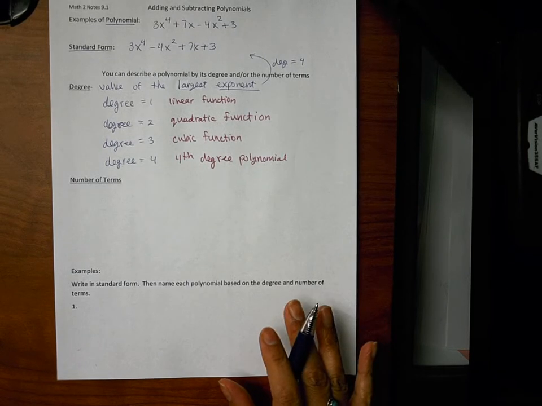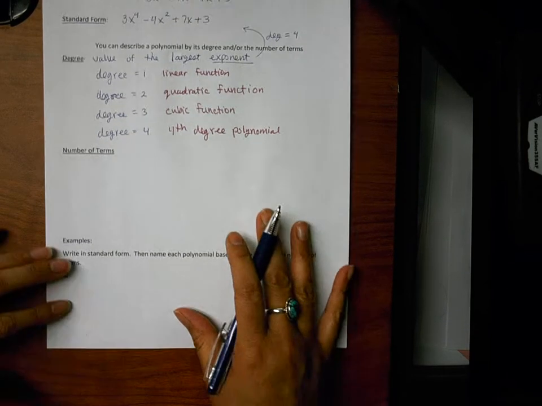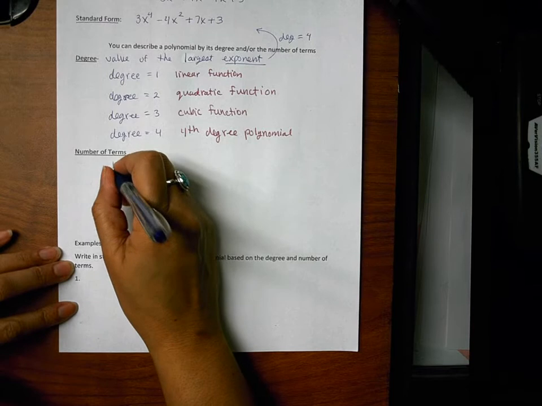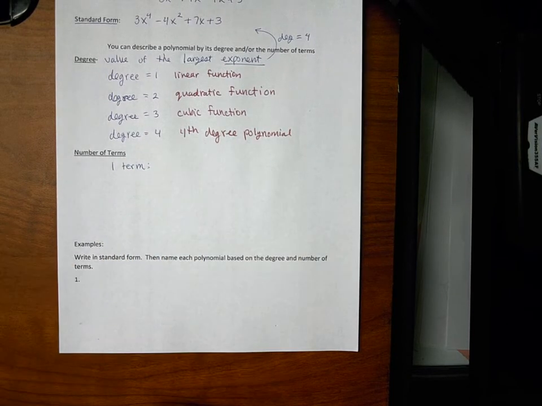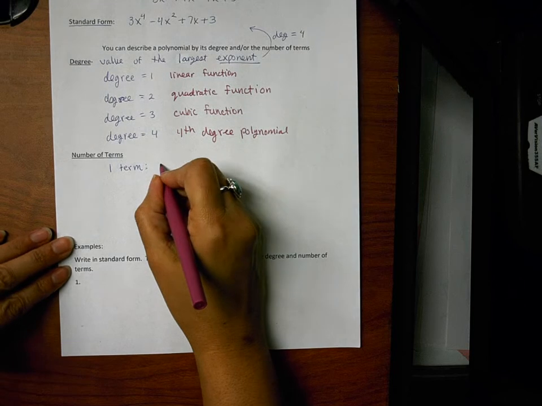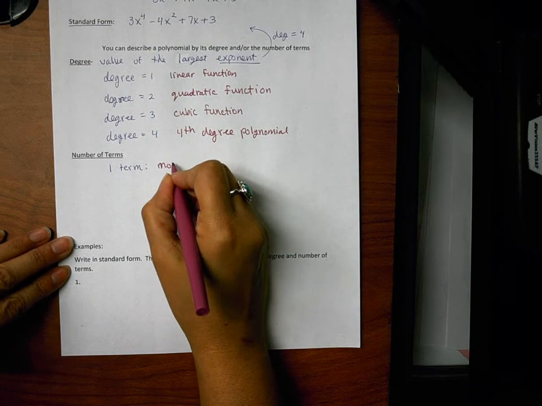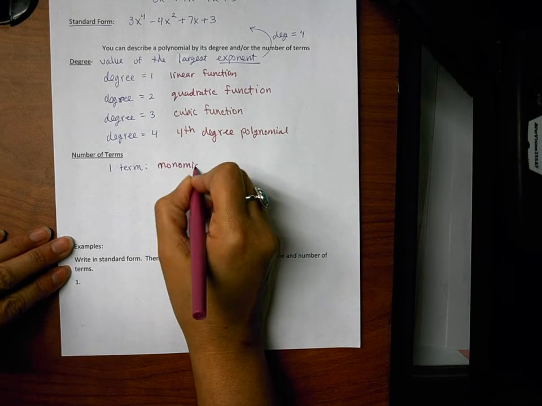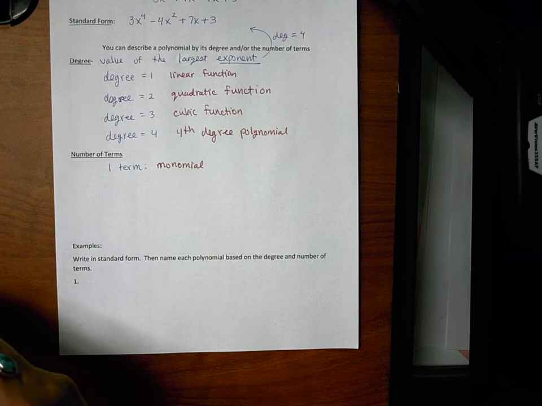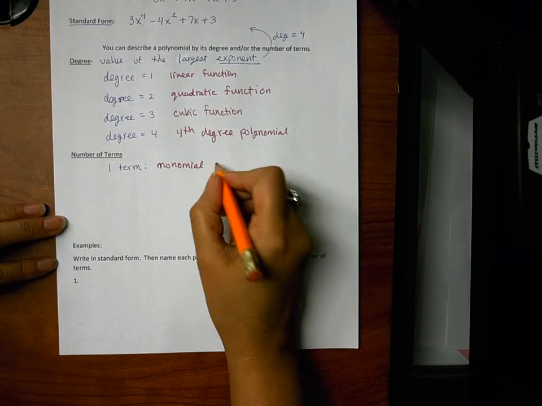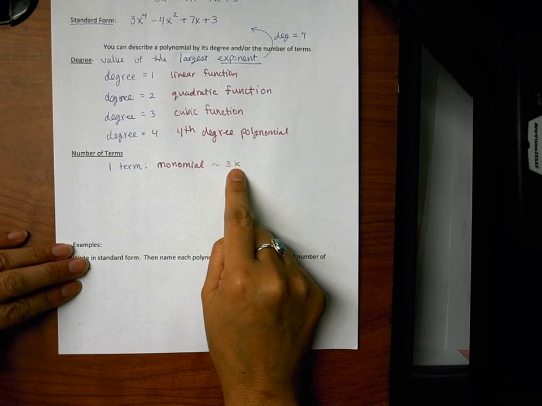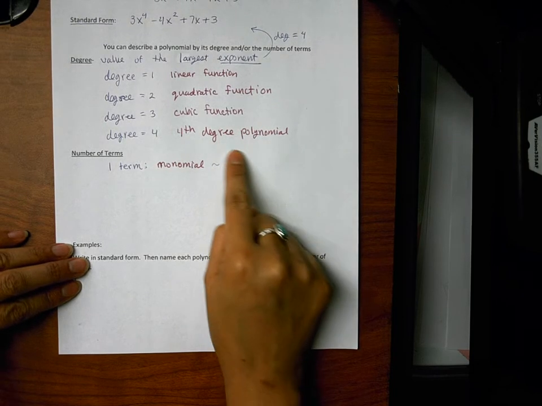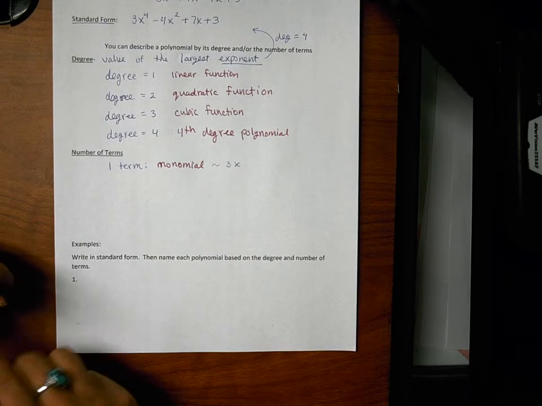All right. How do we classify something by the number of terms? If there is 1 term, we call that a monomial. A monomial is 1 term. So it's something like 3x. 3x by itself. There's 2 factors, the 3 and the x, but it's 1 term. 3x is a single term.